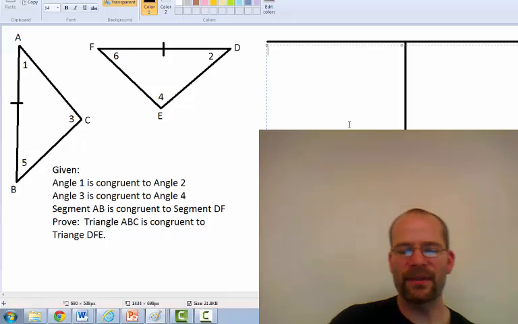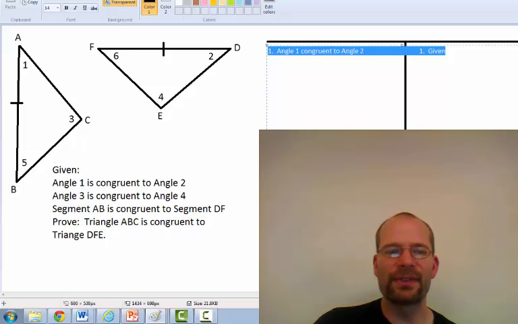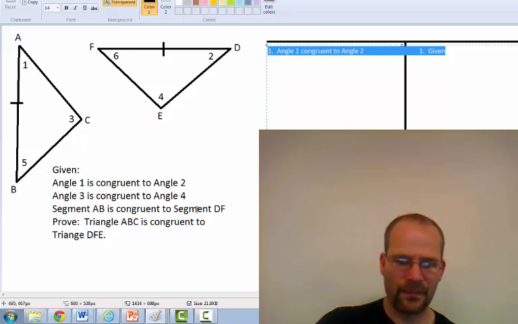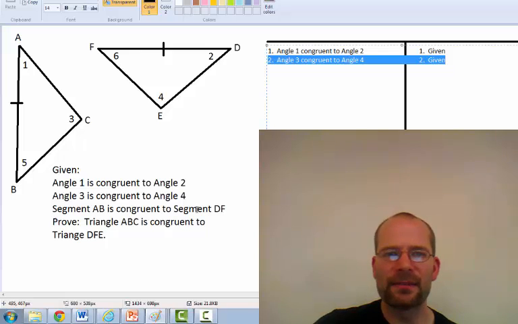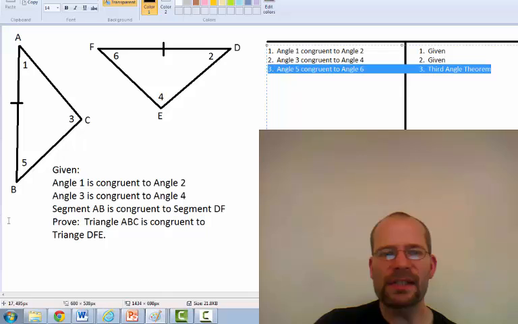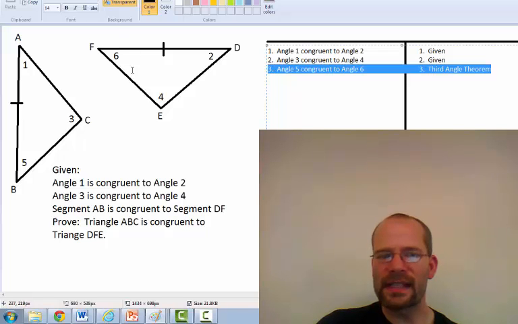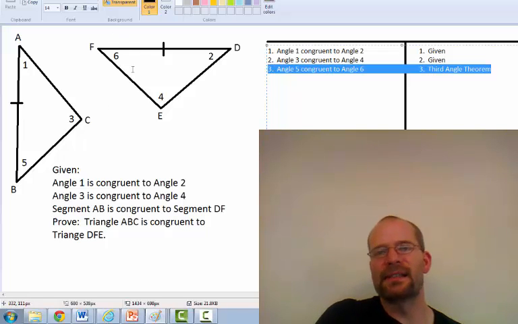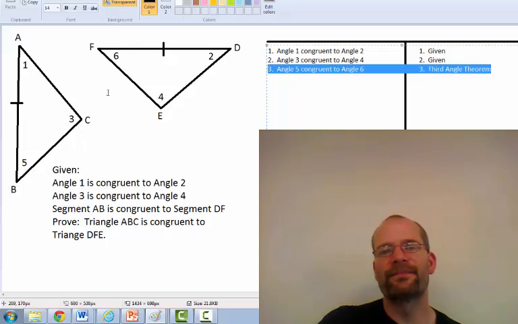Let's start with a couple of the givens. We can see that angle 1 is congruent to angle 2. That's a given. We also see that angle 3 is congruent to angle 4. That's a given. At this point, it may be tempting to pull in the third given, but instead we'll go in a slightly different direction. Notice that angle 5 must be congruent to angle 6 by the third angle theorem. Okay? As soon as we've established that, what we've basically done is said, hey, listen, all three of the corresponding angles in the two triangles are congruent.